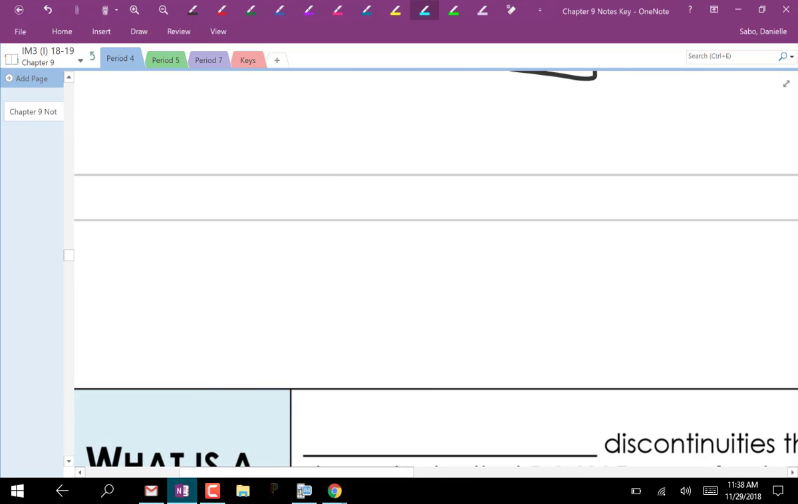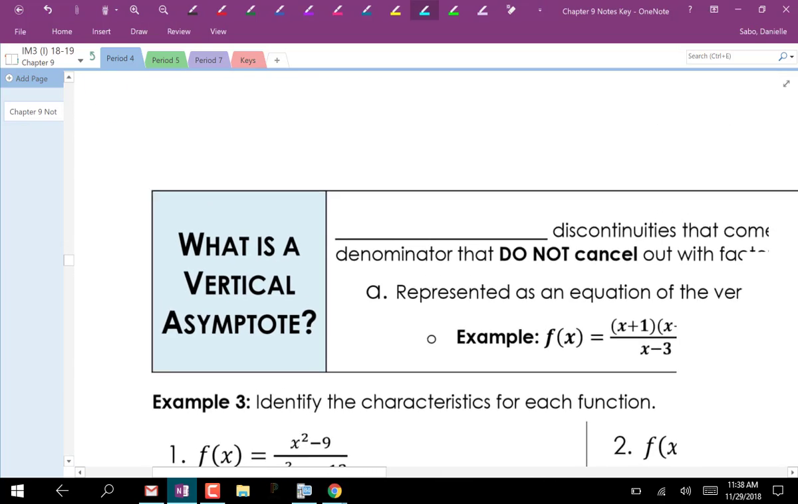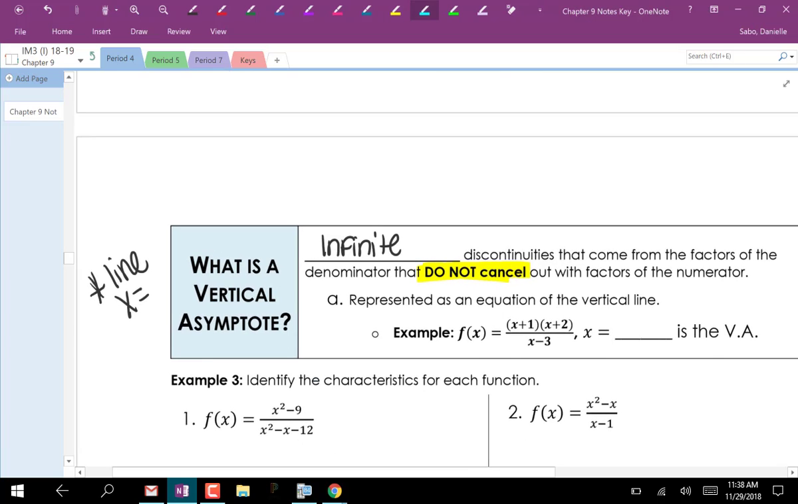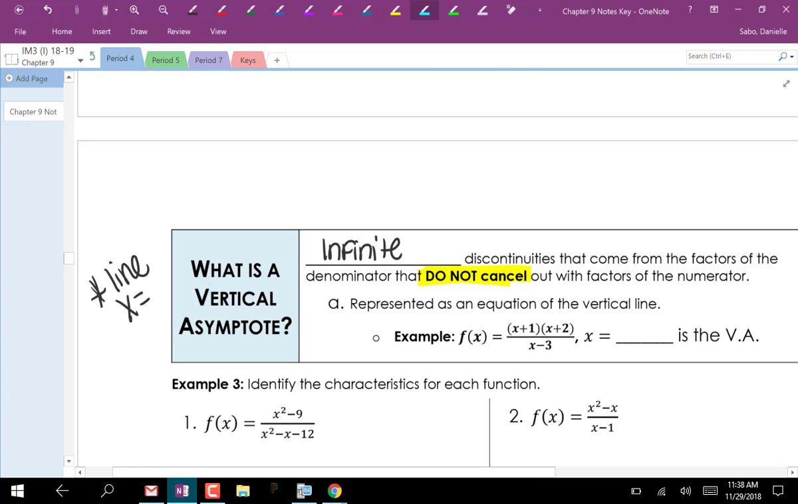Okay. All right, let's take a look here. What is a vertical asymptote? We've already talked about it, but now we're going to really get into detail about it. It's an infinite discontinuity, which really just means you have a line. And I'm going to put a little star here. It's going to be a line, x equals something. And it does not cancel out. It's represented with an equation.